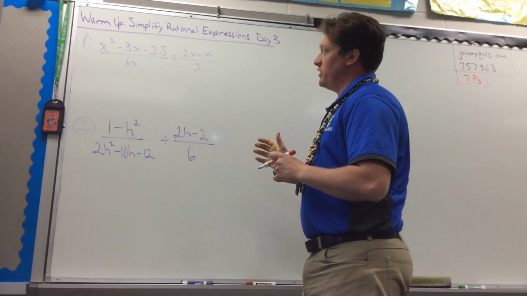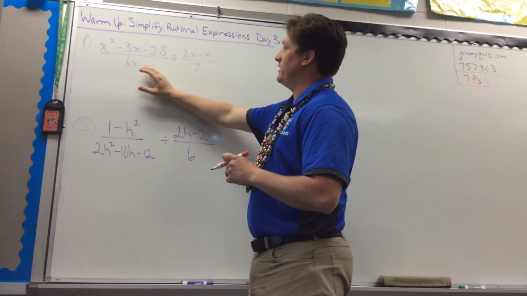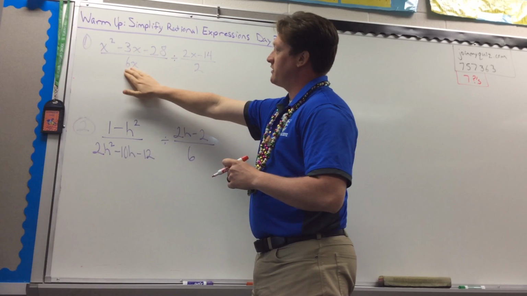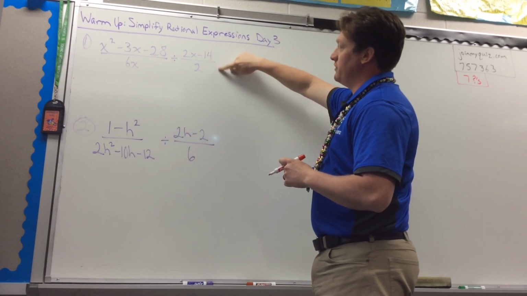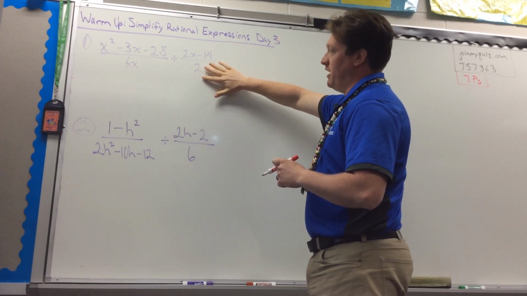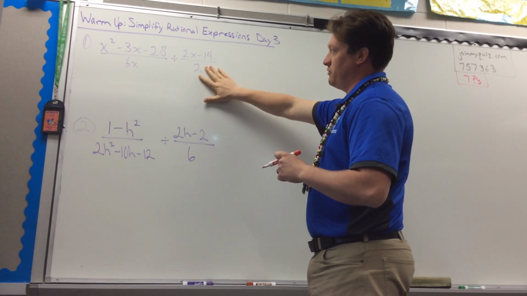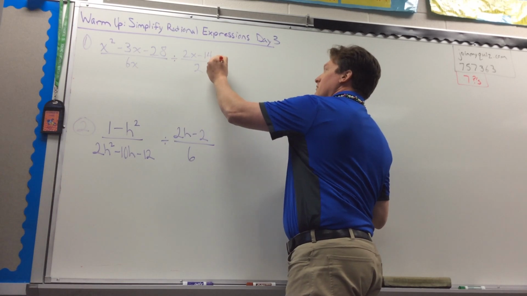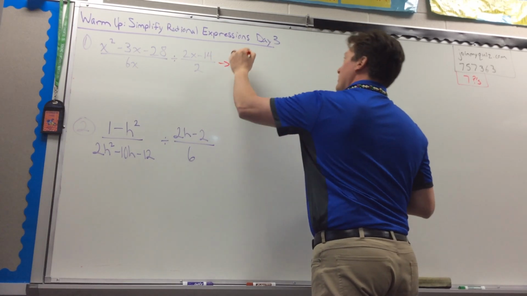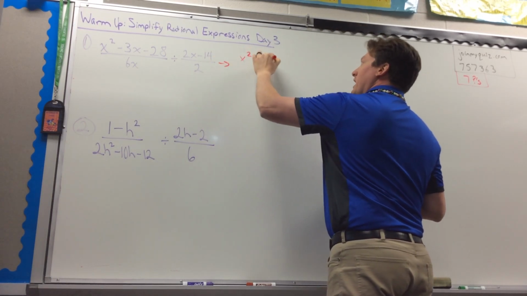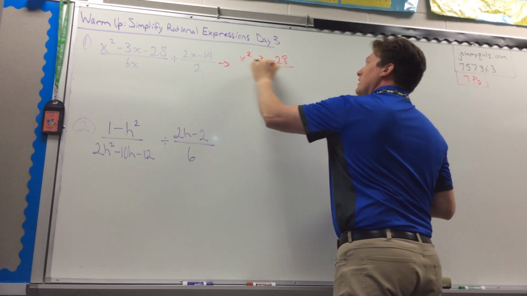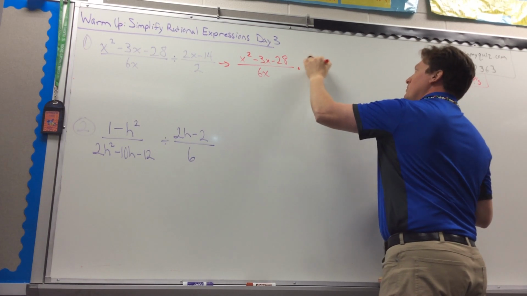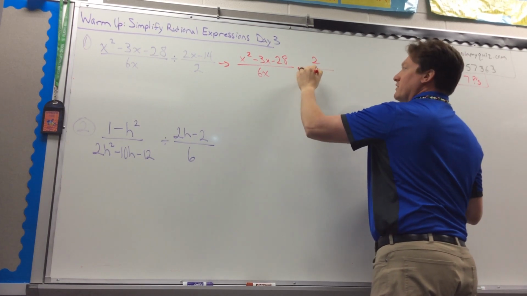When we talk about our restrictions, they are everything that's underneath and to the right of your original numerator. So that's going to have to be a restriction, as well as those two, if you have a monomial other than one, or other than just a regular number. So what I want to do is go ahead and change it to multiplication. So I have x squared minus 3x minus 28, all that is over 6x, and then I have times 2 over 2x minus 14.